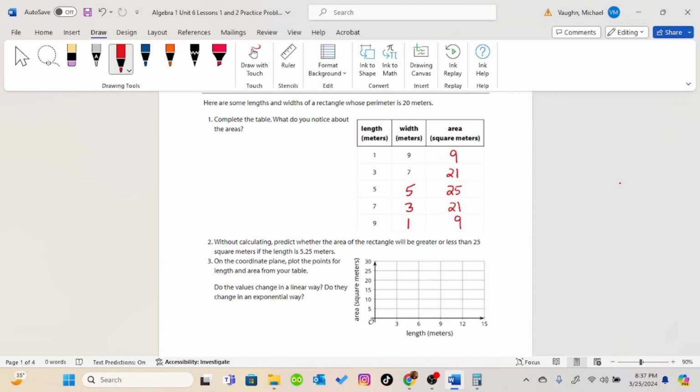What do you notice about the areas? The area increases until the halfway point. Then it decreases.